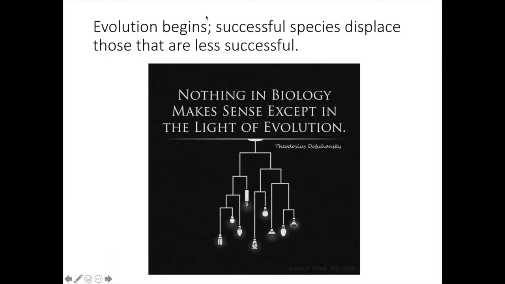Is where I left off on my last presentation. I want to really emphasize here that when evolution began, certain species were able to survive and reproduce while others were not as successful, and the less successful species went extinct while the more successful species continued on.